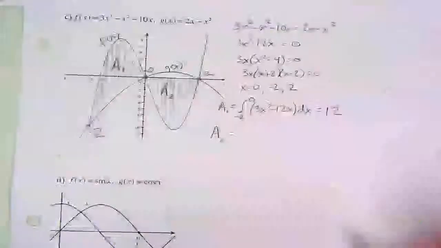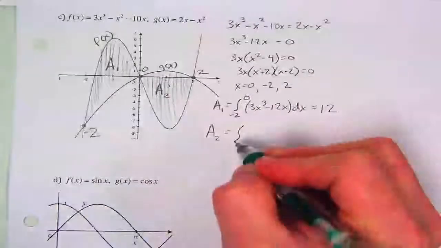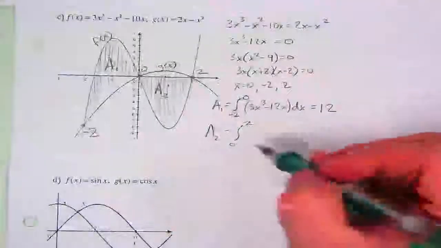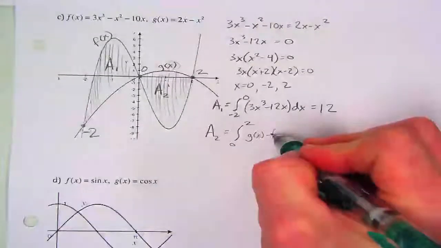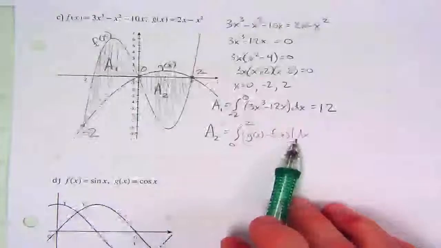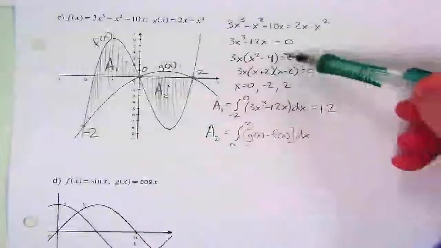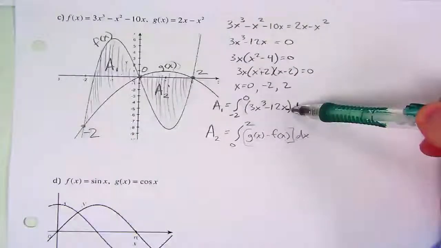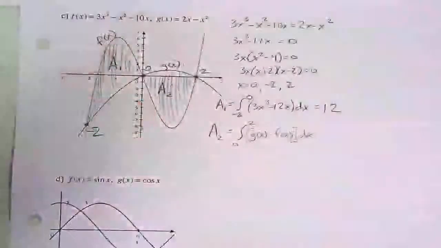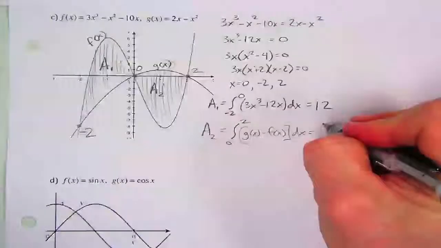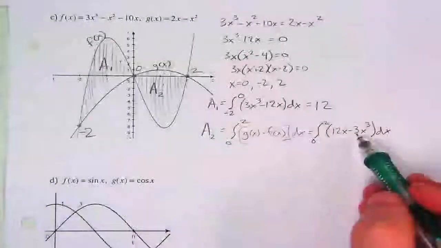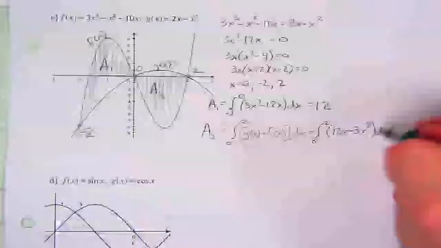And then for a sub 2, we're going to want to go from 0 to 2. And now we're going to switch it around, g of x minus f of x. Now if we just switch this around, subtract the other way, we can basically just take the negative of what we did here. Because they're just switched. And so we're really just subtracting the other way. Okay, does everybody see that? Yeah. So we really have 0 to 2, 12x minus 3x cubed. If you don't see that, go ahead and just subtract them like normal. You're going to come out with the same answer. You'll be fine.